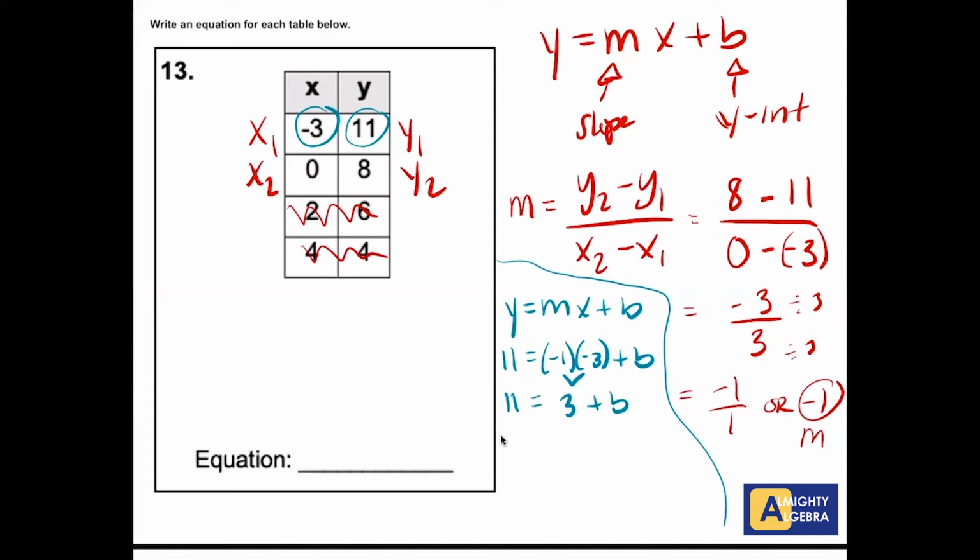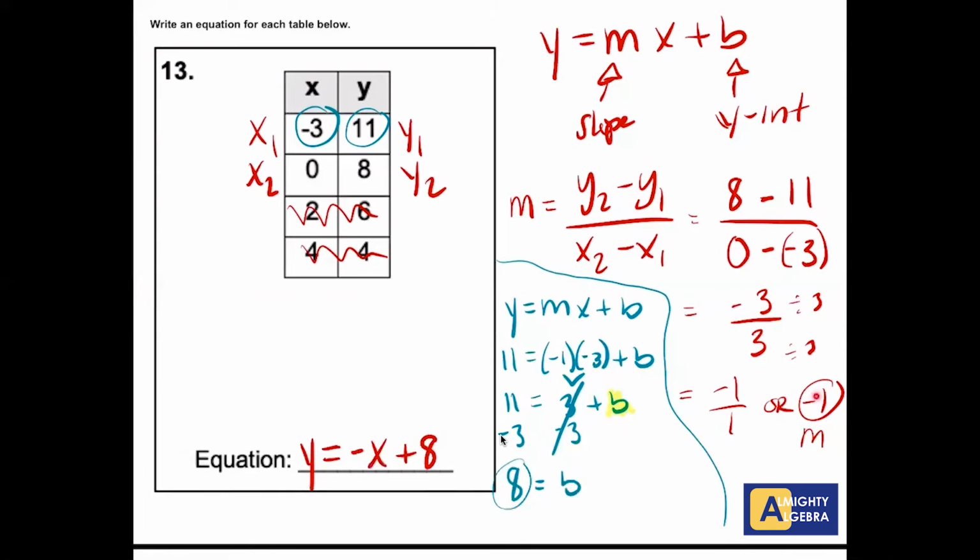I want to get b by itself, so that means I have to get rid of that positive 3. The opposite of positive 3 is minus 3. Minus 3 cancels out. On my right side, all I have left is b. On my left side, I have 11 minus 3, which is 8. So my y-intercept is 8. Therefore, my final answer is going to be y equals negative x plus 8.